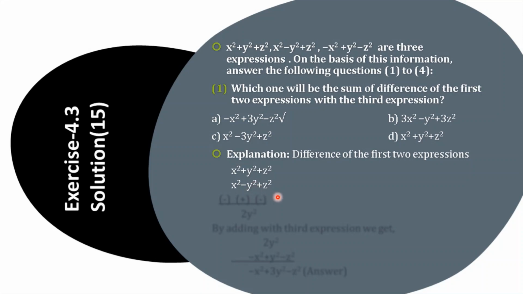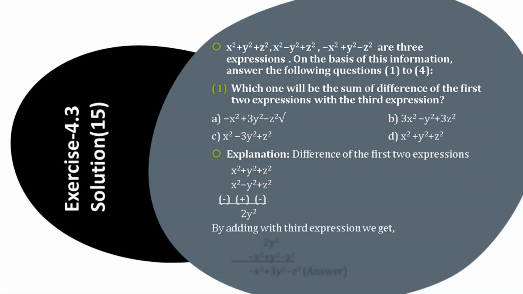If we subtract, we have to change the signs, my dear. That's why the positive sign will become a negative sign, and the negative sign will become a positive sign. As you can see, plus x² minus x², plus and minus, that would subtract, so there will be 0. Plus y² plus y², that would be 2y². Plus z² minus z², that would obviously be 0.